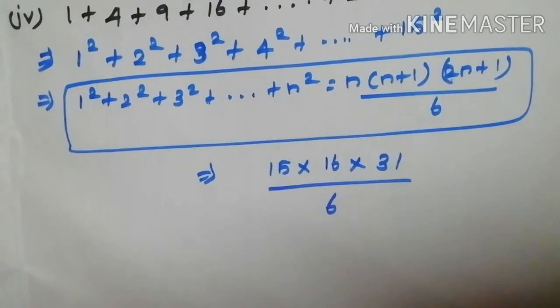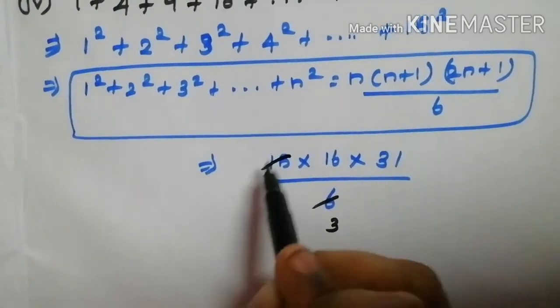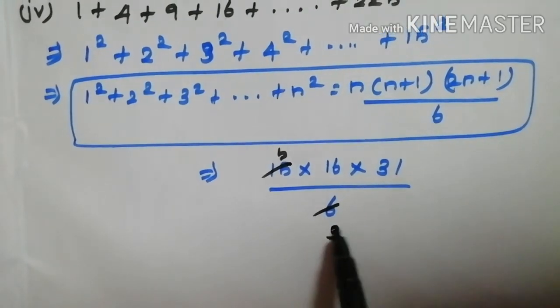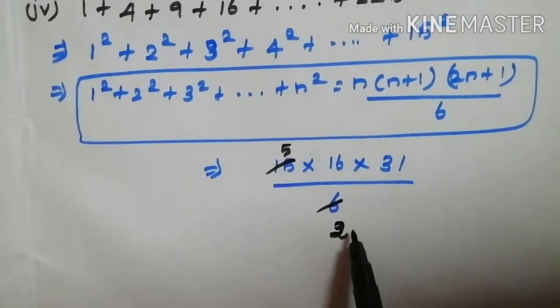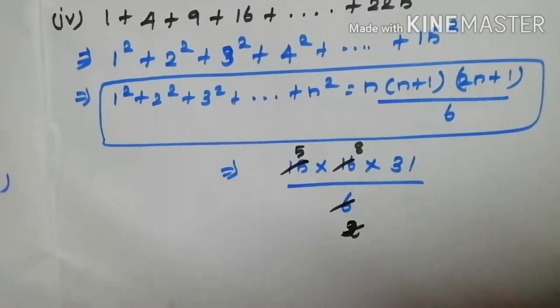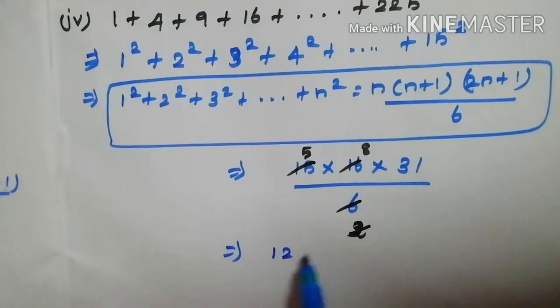Now we cancel: in the 2 table, 3 times. 3 table, 2 times, 5 times. Here 8 times. We multiply 5 into 8 into 31 and we get 1240.